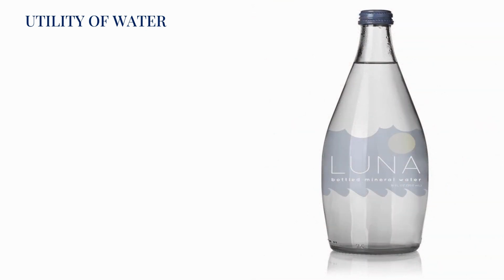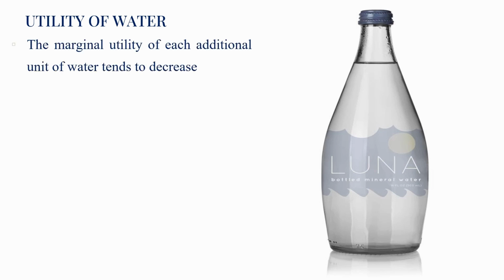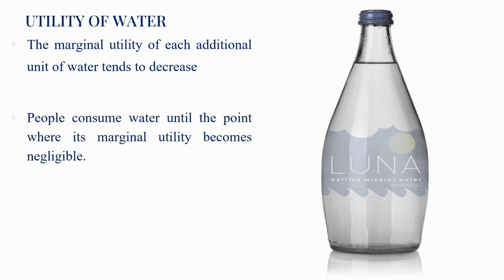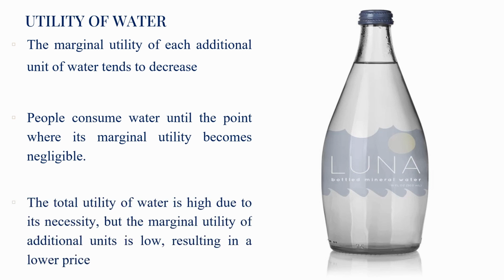Now let's try to understand why the price of water is very cheap compared to the price of diamonds. While water is essential for life, it is generally abundant and available to most people at a relatively low cost. As a result, the marginal utility of each additional unit of water tends to decrease, and people consume water until the point where its marginal utility becomes negligible. Consequently, the total utility of water is very high due to its necessity, but the marginal utility of an additional unit is low, resulting in a lower price.